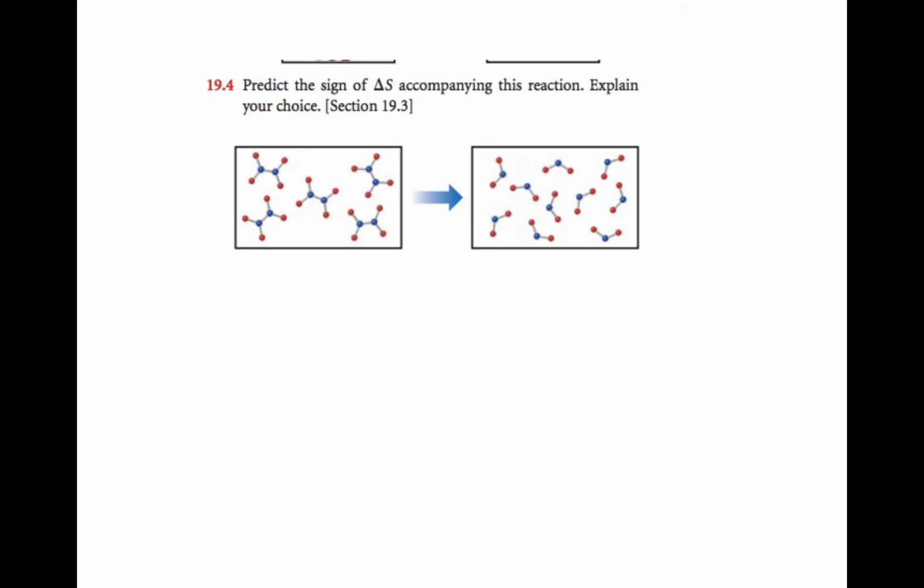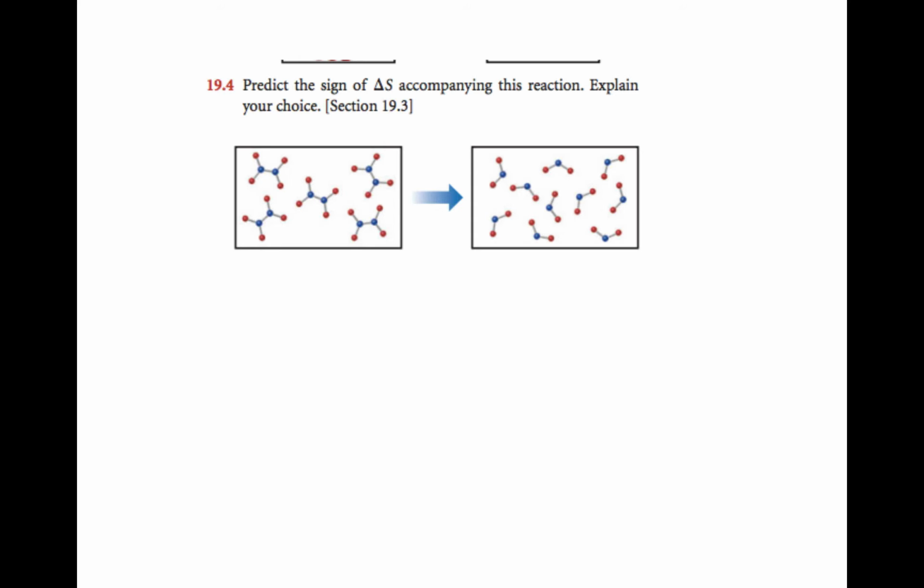All right, predict the sign on delta S for the accompanying reaction. Explain your choice. So I have 1, 2, 3, 4, 5 molecules going in, and at the end of this, I end up with 10 molecules coming out the other side. So one way of looking at increasing disorder is if you produce more particles, right?